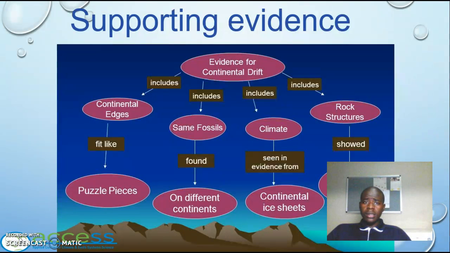Supporting evidence that we were once connected were the continental edges, which fit like a puzzle. Fossils which are found in America can also be found in Africa. That shows that we were once connected. The climate also contributes to the evidence, not forgetting the rock structure and the rock edges. It also shows that we were once connected, as Wegener states.